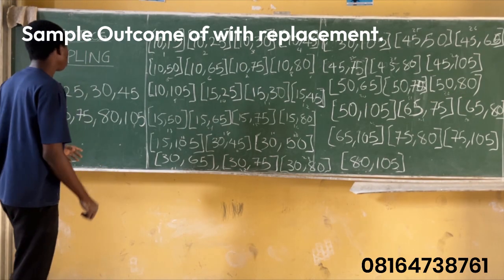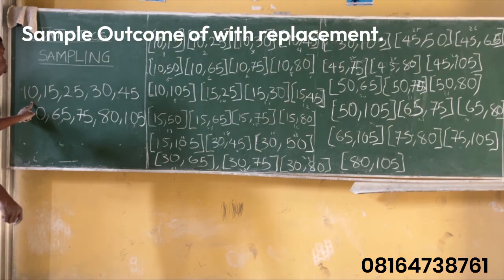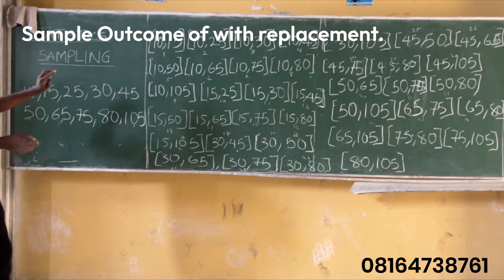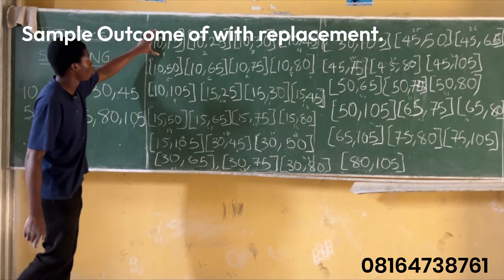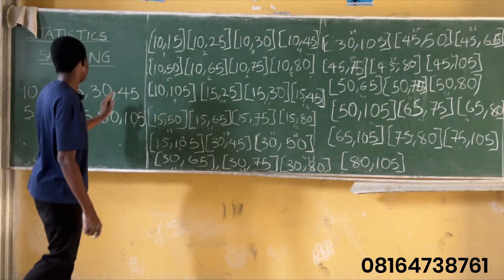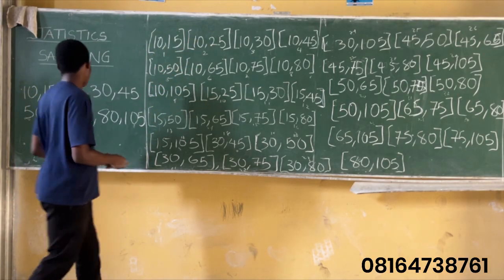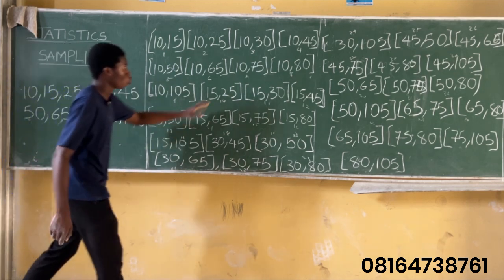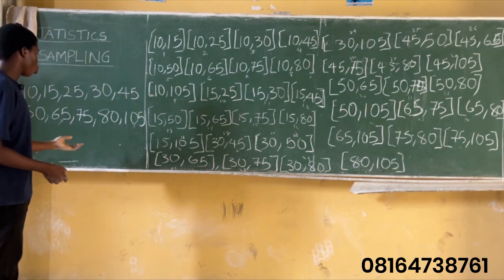So now we are going to be writing out the whole possible sample outcomes. So this is 10, and we need a sample of size 2, which is just 2 numbers in the whole sample. So this is 10 and 15. We are going to put it in this sample since there are 2 numbers. 10 and 25 in the same, just over here. 10 and 30, we'll do the same thing, for the entirety of the whole sample.